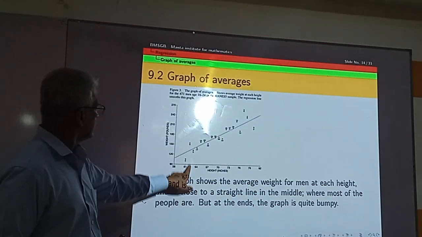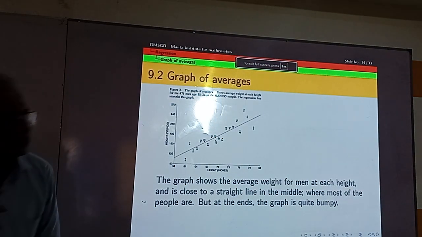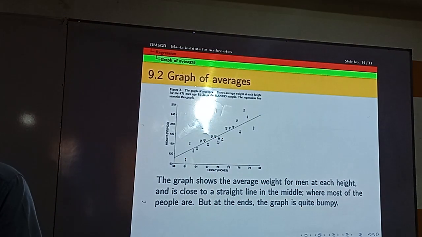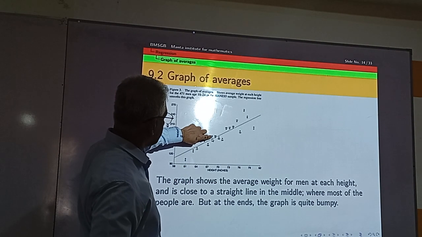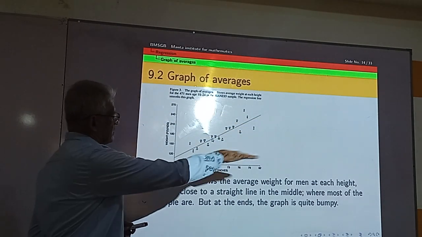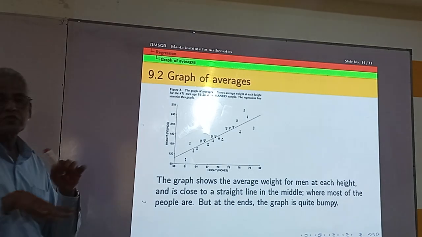And then with the dot there are numbers indicating how many people in the sample with that x. Right? For example, if you consider here, with this height, there were 54 people in the sample, and their average weight was like this. So what they have done is plotted the average weight versus x. So you can see that when the height is increasing, average weight is increasing, they are around a straight line.